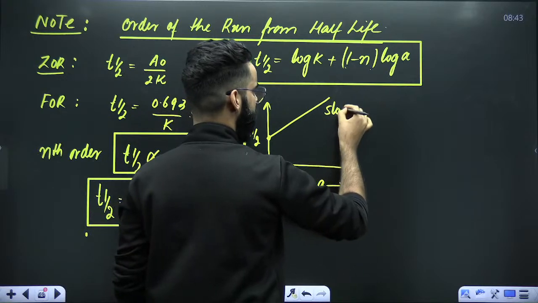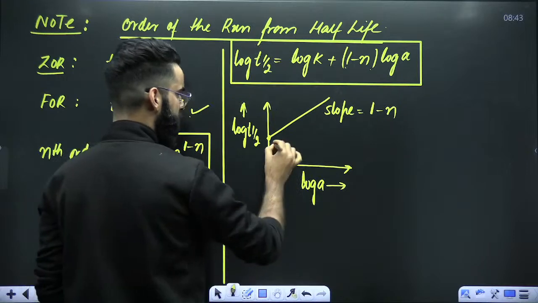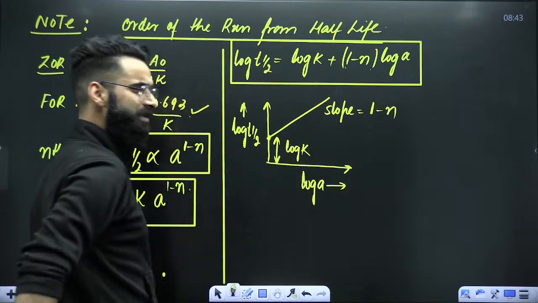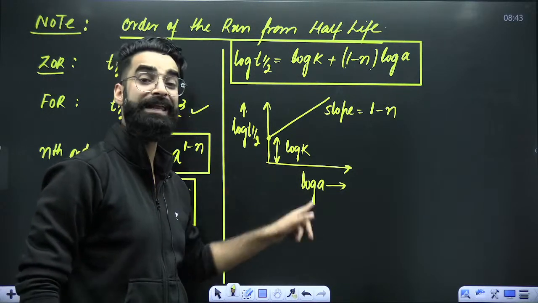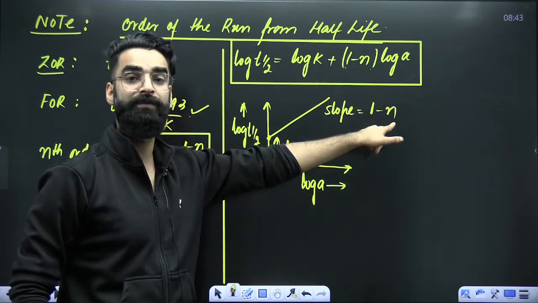What about the slope of this particular graph? Slope means m, which is 1 minus n, right? And what about the intercept of this particular curve? It is just going to be log of k. So my dear students, if by chance a graph like this, log T half versus log initial concentration of reactant, is given to us, the slope of this particular curve is equal to 1 minus n.